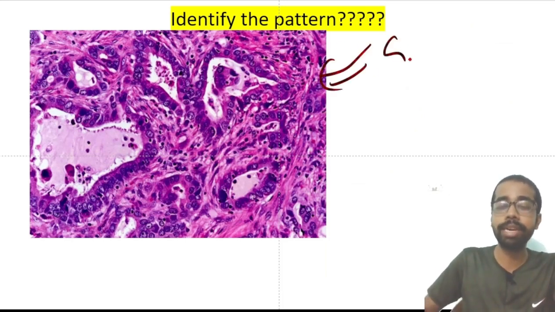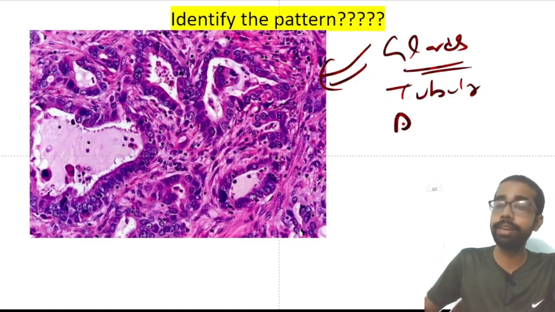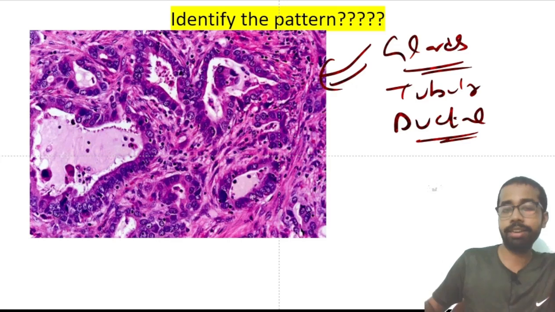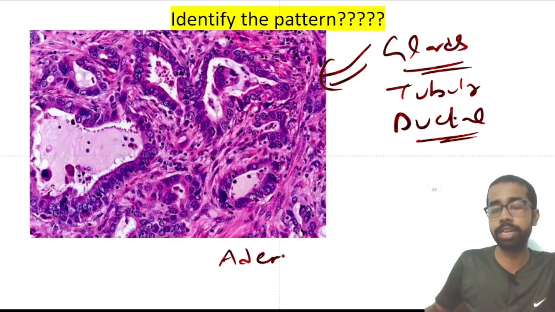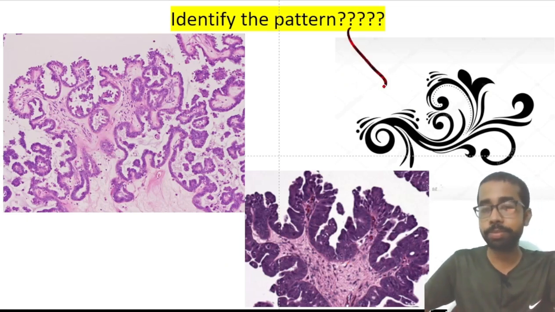What about this pattern? I need not tell you, this is nothing but glands, right? Glandular pattern, or some say tubular pattern, or you can say ductal pattern. Anything is all right. The prototype example is adenocarcinoma. Any adenocarcinoma will have this pattern, right? Clear? Okay.